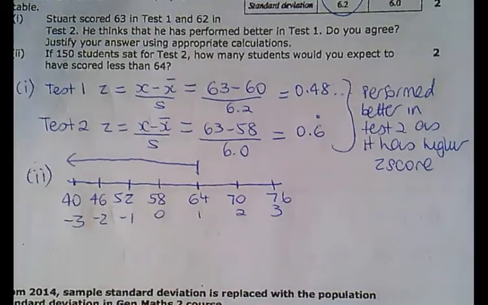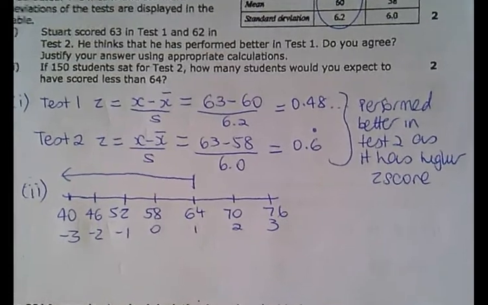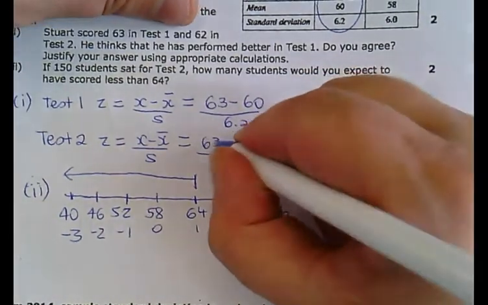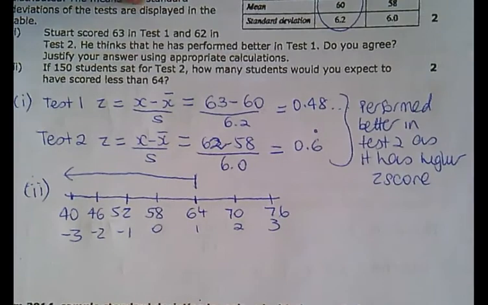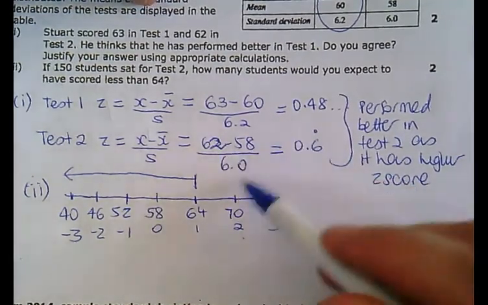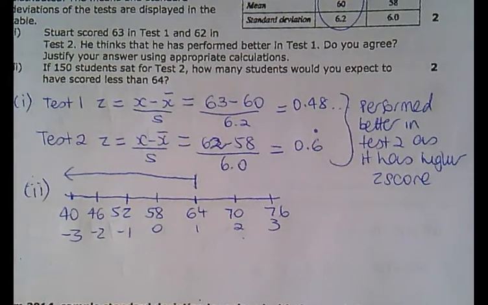So wait, be careful with this one. For the first one, you put 62 minus 58. Oh, sorry, 62 in test 2. Test 2 is 62. So what does this equal? Oh, it's 0.6 recurring. Yep, I just didn't read it properly. And 62 in test 2. Sorry, isn't it just 50%?